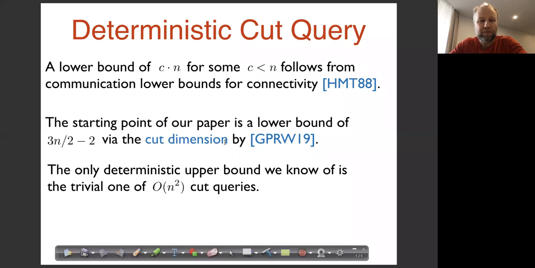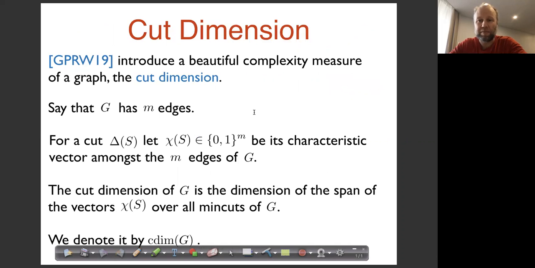Okay, so we're going to talk about this notion of cut dimension that was introduced by Graur et al. So what is the cut dimension? Independently of showing lower bounds on cut query complexity, I have to say this cut dimension, it's really a beautiful linear algebraic quantity. And I'm kind of surprised that cuts have been studied for so long and that it wasn't introduced earlier. But anyway, here it is.